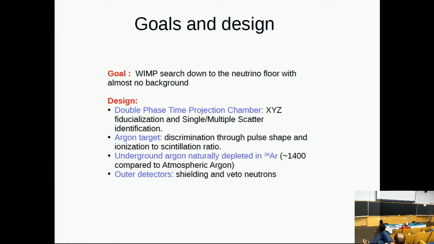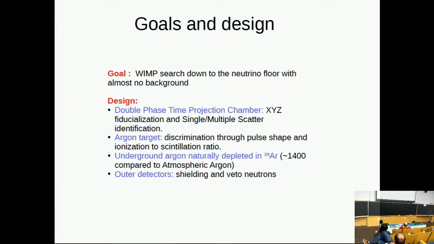So the goal here is basically to do the WIMP search down to the neutrino floor with almost no background. And this is possible with an argon target. It will not be easy, but it's possible in principle. The design is going to be basically a double phase time projection chamber, which provides XY and Z fiducialization and single and multiple scatter identification. This is the technology used by Xenon, and actually is the most scalable one, and it provides 3D identification of the event. So basically, it's rather powerful.